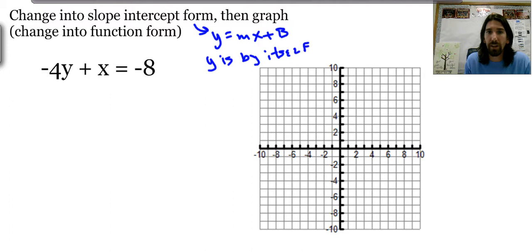itself. Okay, think about it either two ways. So I have to get this y by itself. To do that, I want to get rid of that plus x. How do I get rid of a plus x? Minus x on both sides.